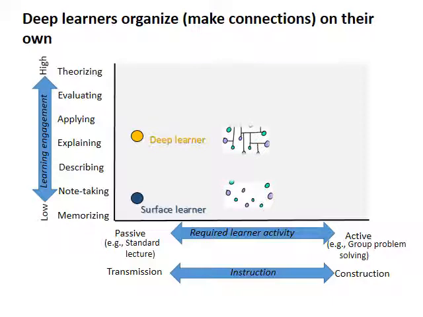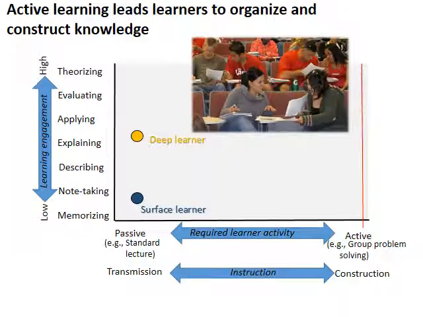So going back to our cartoon, we might imagine the surface learner is just looking at the incoming bits and pieces of information as stuff to be memorized somehow or recorded in the notes. The deeper learner is making connections and seeing how to chunk the information.